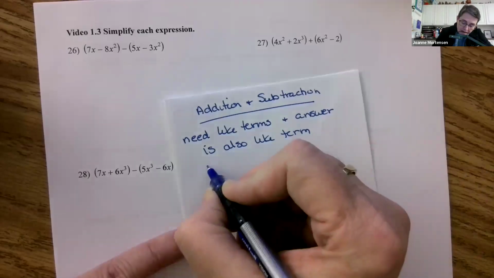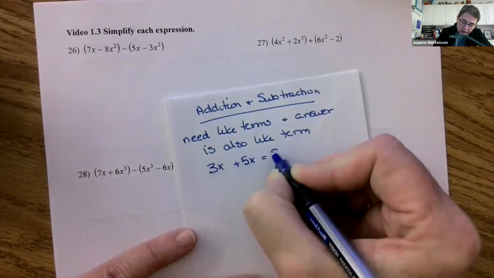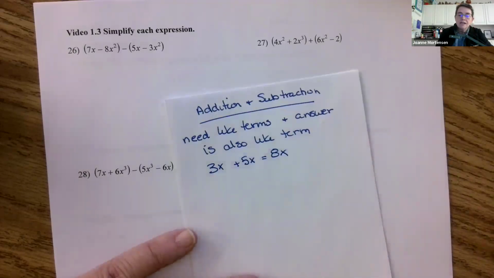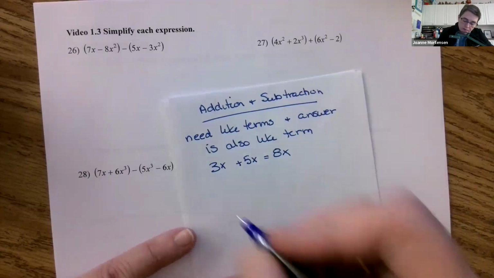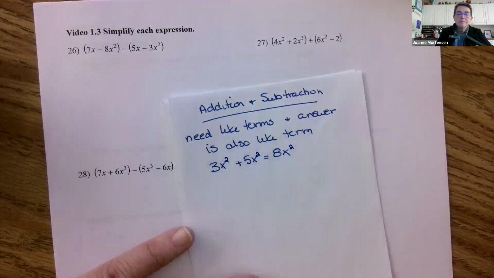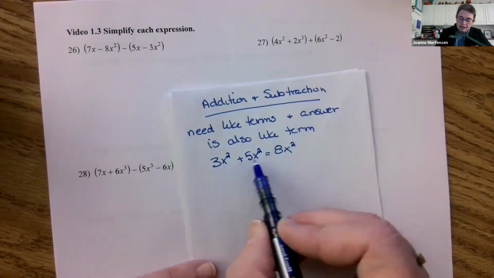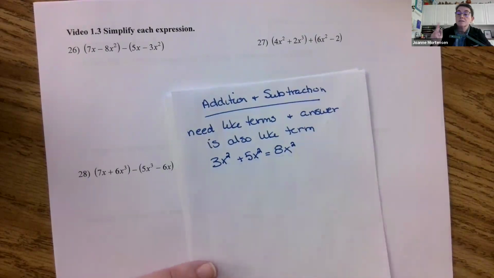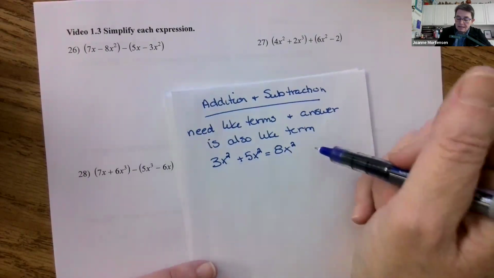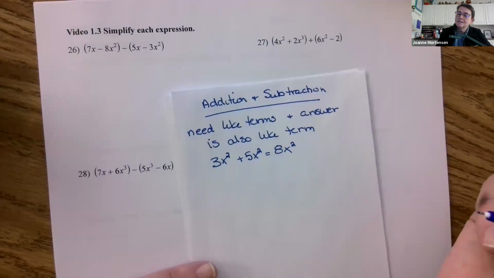But if I write 3x plus 5x is equal to 8x, I understand they have to be x's. Let's even make it squared and squared and squared. Then I know these are like terms. I have to have like terms, and this is where a lot of people mess up. My answer is going to be in like terms too. That's really all you need for addition.